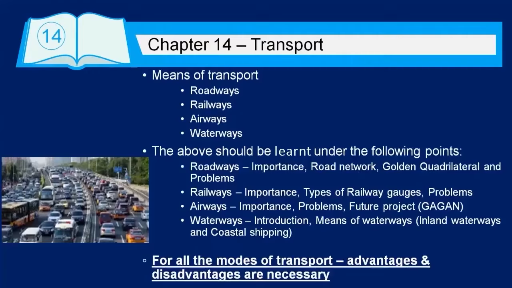Waterways must be studied in two ways. One is inland waterways and coastal shipping. You must know the five national waterways and their problems, advantages, and disadvantages. You must know the characteristics of rivers of North and South India to understand why South Indian rivers are not ideal for inland transport. You should answer in 2 points as this question carries 2 marks. For example, South Indian rivers are seasonal in nature. They have rapids and waterfalls and cataracts.